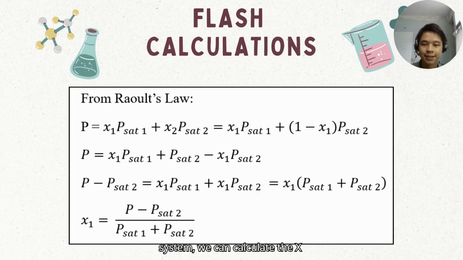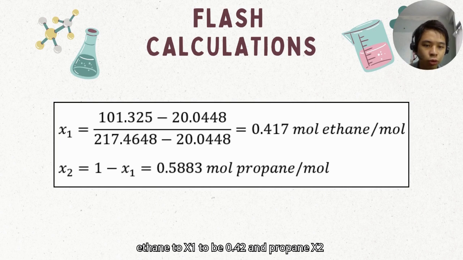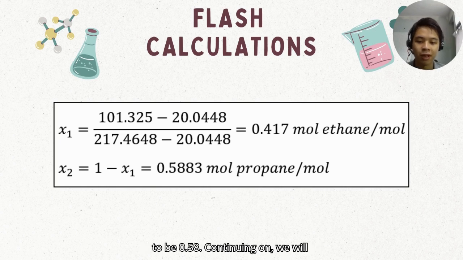Since this is a binary system, we can calculate the X composition straight using Raoult's law. Here, we are showing the arrangement of the formula to find X using operating pressure and saturation pressure. Using the previously arranged formula, we found that the output liquid compositions of ethane, X1, to be 0.42 and propane, X2, to be 0.58.